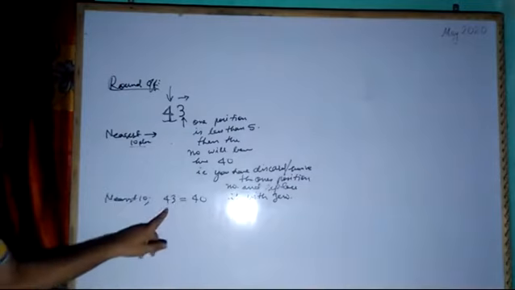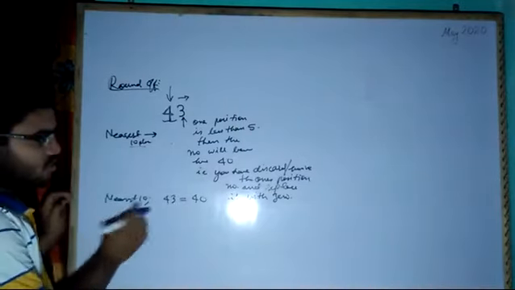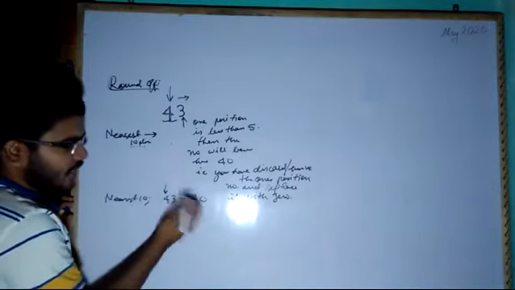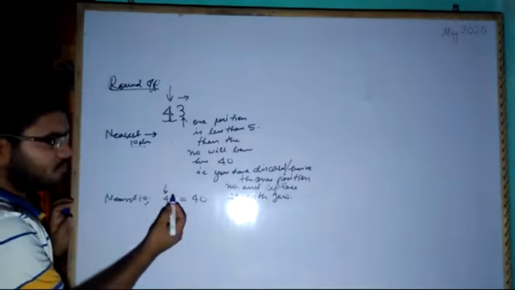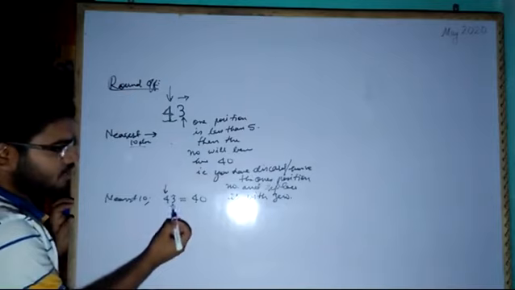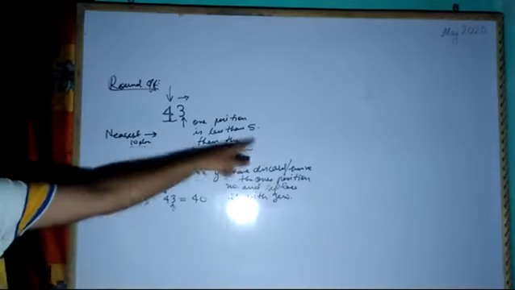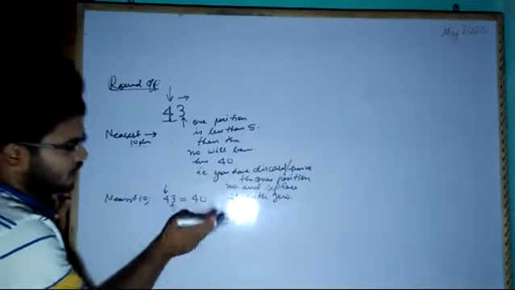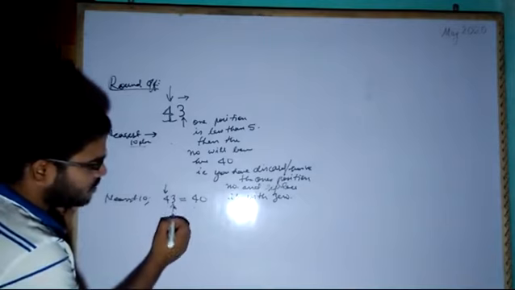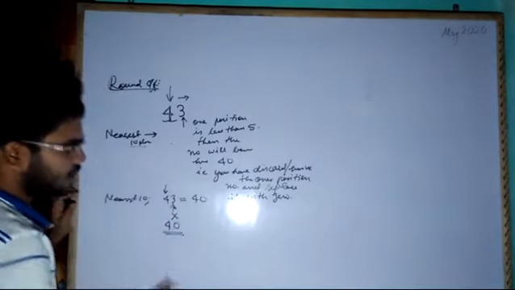What I said: if you have the number 43 or any number and you have to round to the nearest 10, you go to the tens position and look at the very first digit on its right, the ones place. If it is less than 5, then you replace this 3 with 0. So the number will become 40.